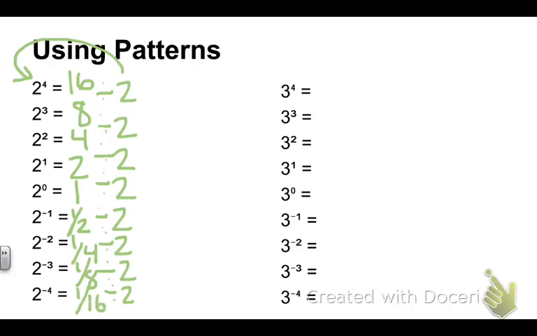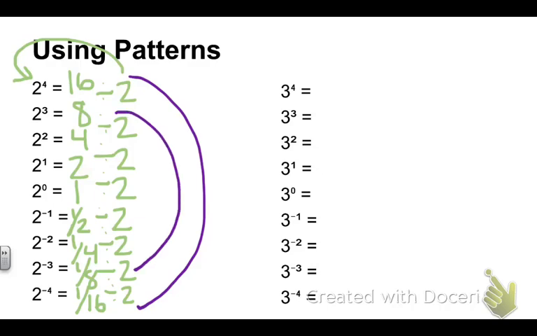So look at it. What patterns do you notice? I'm hoping that you notice 2 to the 4th and 2 to the negative 4th, they both have 16 in them. 2 to the 3rd and 2 to the negative 3rd, they both have 8. 2 squared, 2 to the negative 2nd, they both have 4. 2 to the 1st, 2 to the negative 1st, they both have 2. And then that 2 to the 0 wasn't 0, it was actually 1.